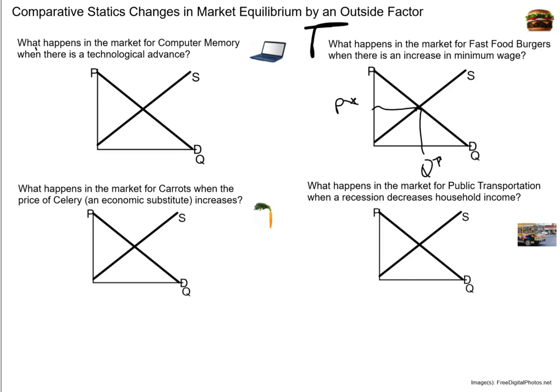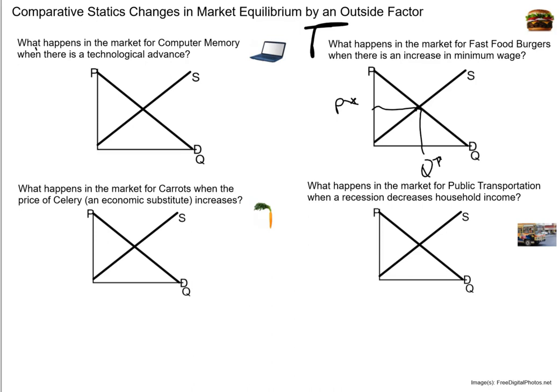It's the price of fast food. Not the price of minimum wage workers, but the price of fast food. Horizontally, what are we measuring? This is the quantity. This is the volume of fast food. Demand. Who is that? And why is it downward sloping? That's the demand for fast food.